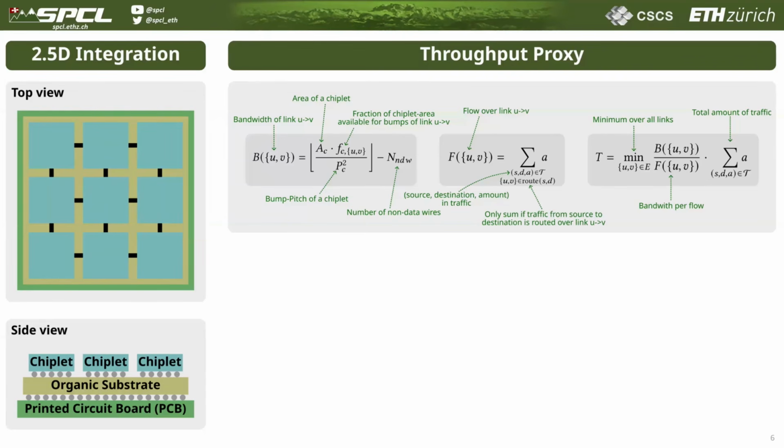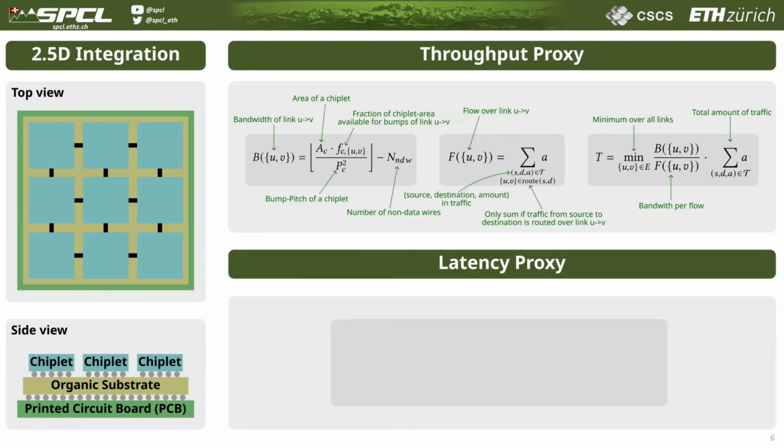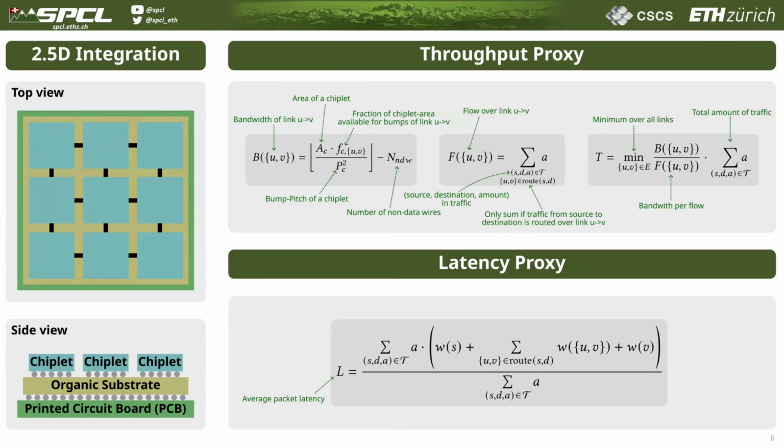Let's also have a look at the latency proxy. Here we only have a single formula where we estimate the average packet latency of our system. And we do this by building the weighted sum over all flows in our traffic. And for each such flow, for example, say this black dotted arrow here is one of these flows, we first take into account the latency of the source chiplet. This is the latency it takes to inject the packet into the network.